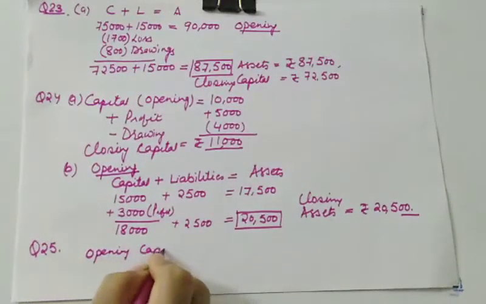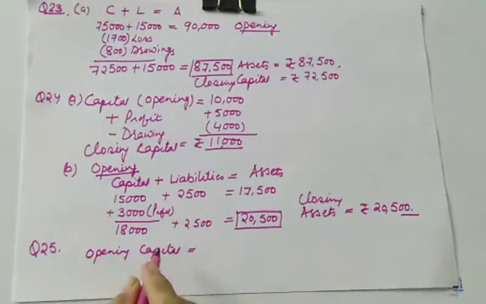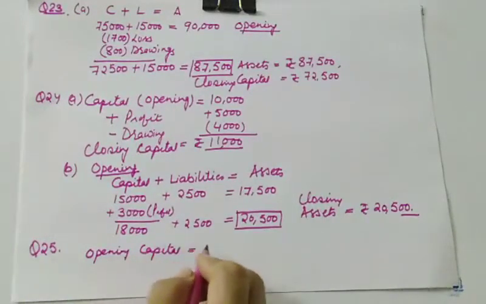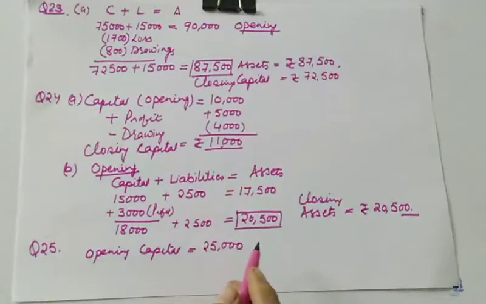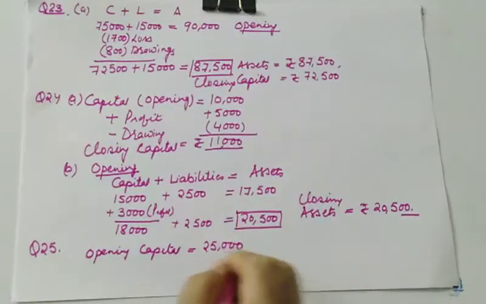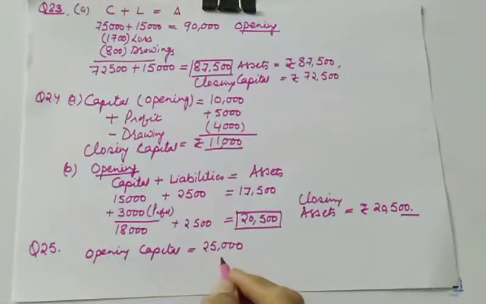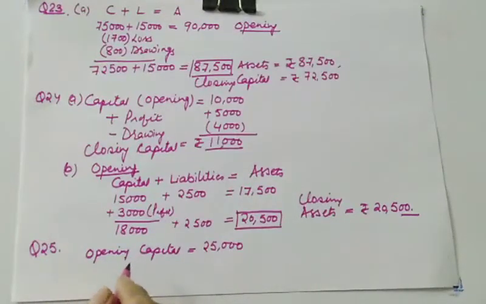Opening capital is given as question number 25. Opening capital is 25,000 and he has taken a loan of 12,500. So we have nothing to do with the loan. First of all, we'll be calculating closing capital, so that we'll be able to calculate the closing balances. According to this, there is an additional capital.